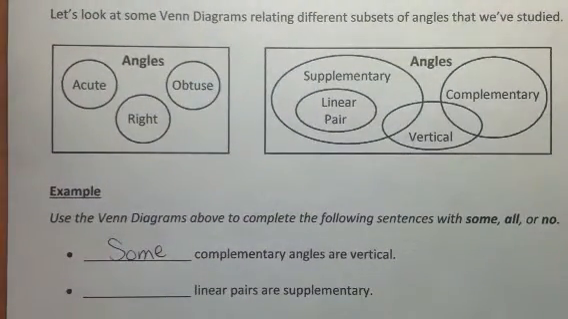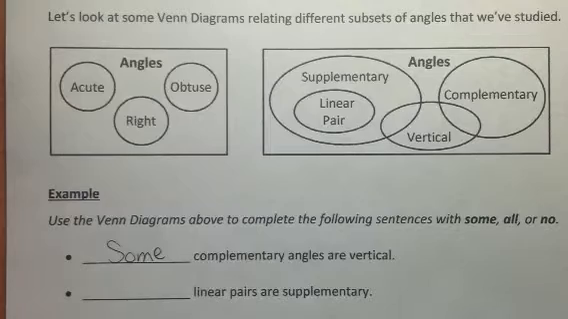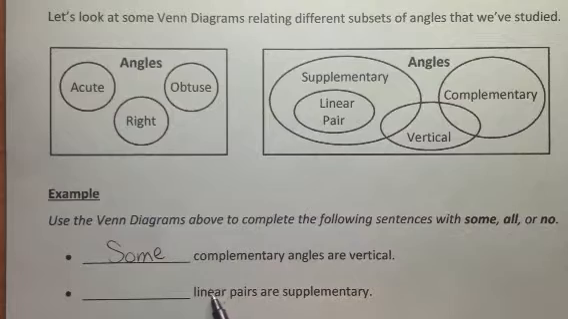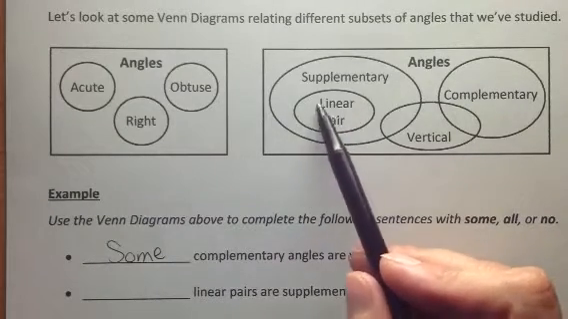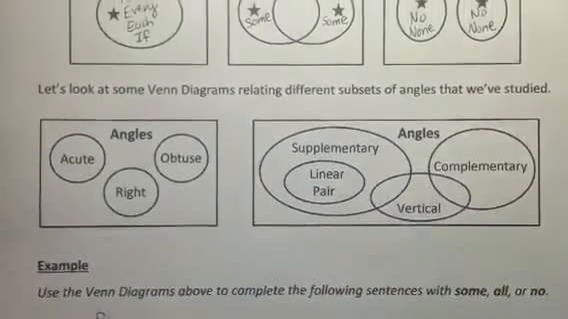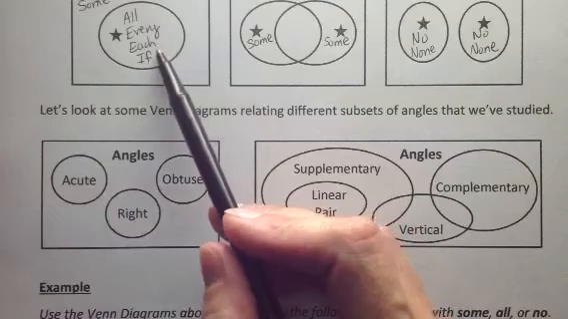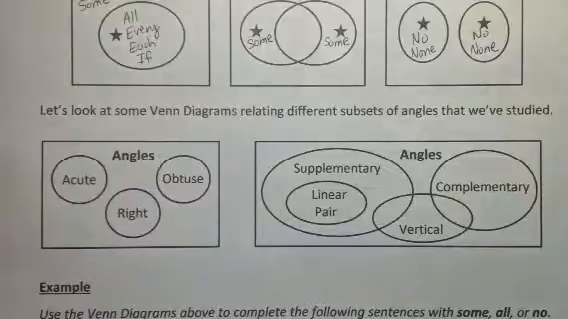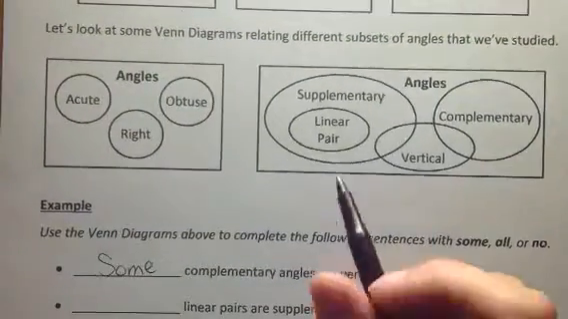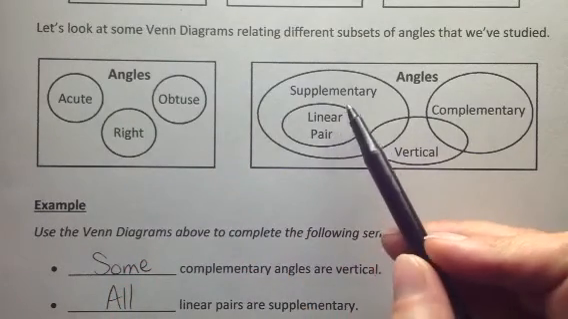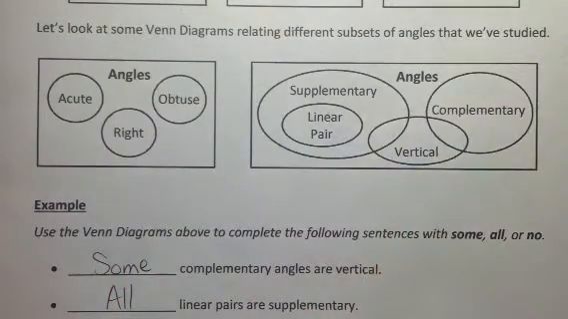Okay, next it says linear pairs are supplementary. Linear pair is here, supplementary is here. I'm talking about linear pairs, so I'm talking about the one that is completely inside the other one. To show you the notes that I made above, if I'm talking about the one on the inside, I'm going to say all. So all linear pairs are supplementary.